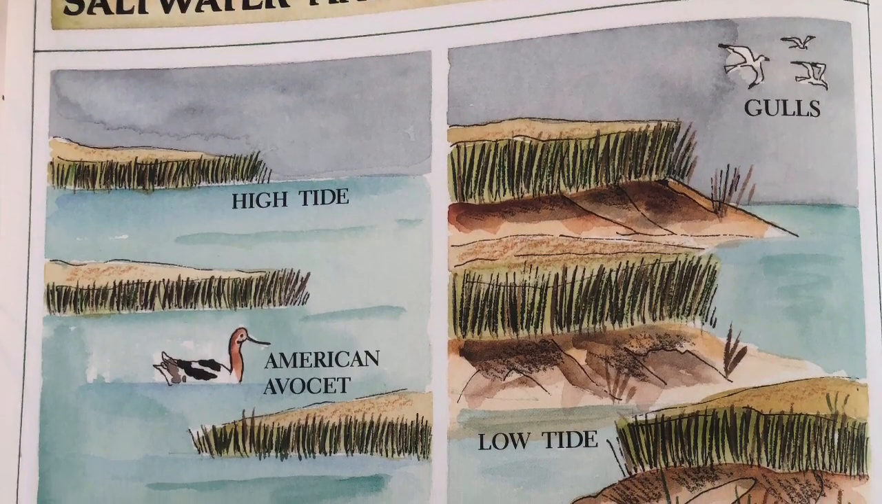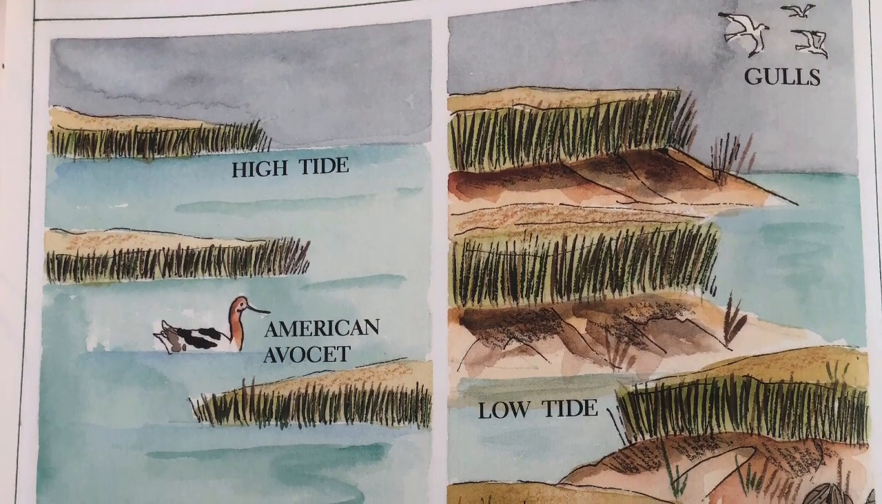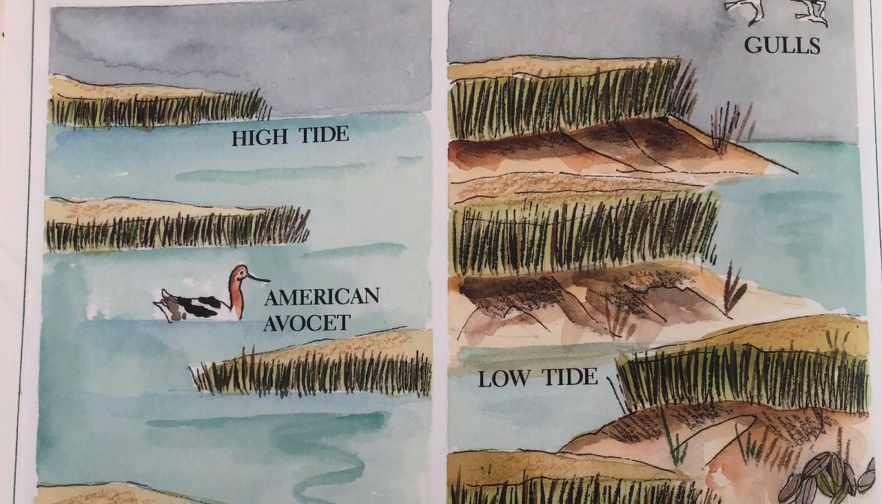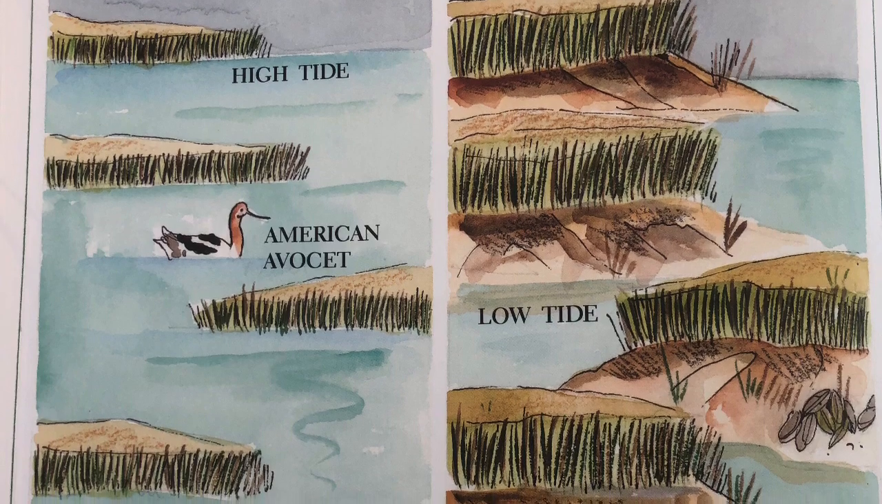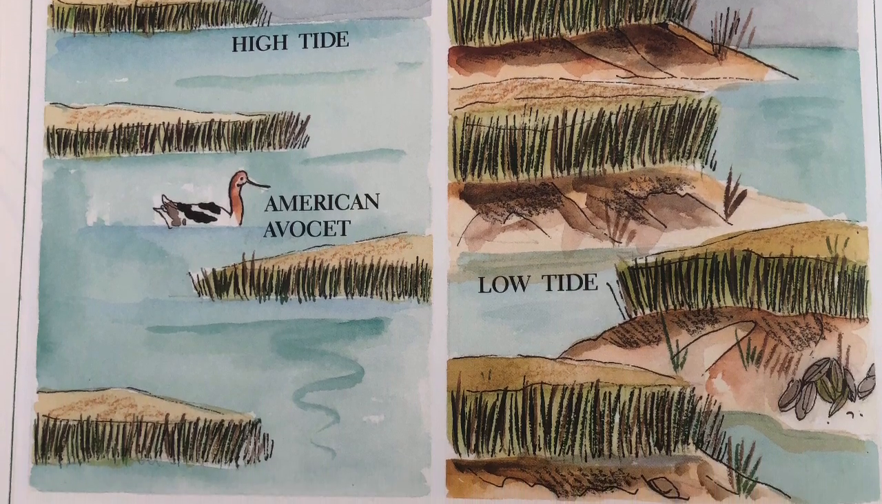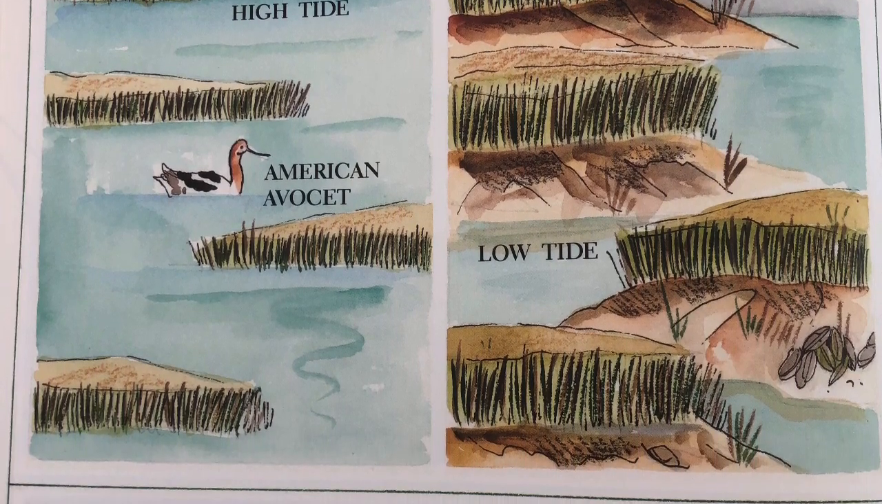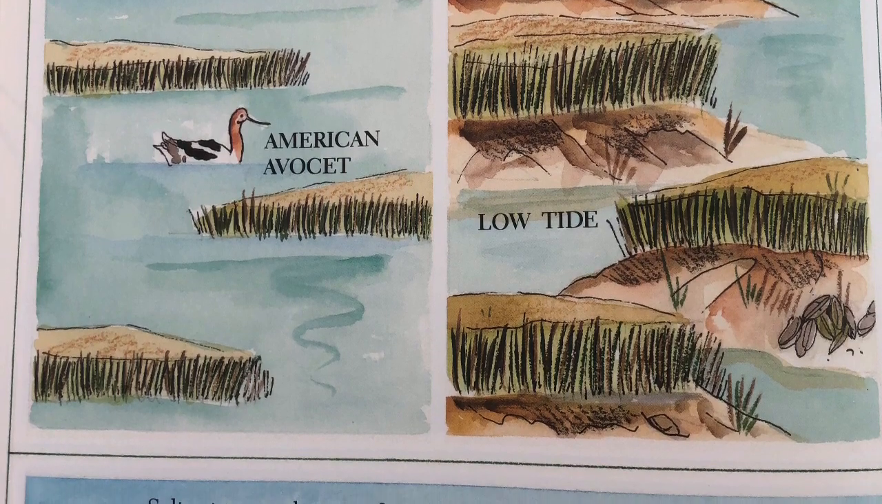Saltwater marshes. Saltwater marshes are found along coastlines. Tides create the water level. At high tide, a large part of the saltwater marsh is underwater. During low tide, much of the land is visible.